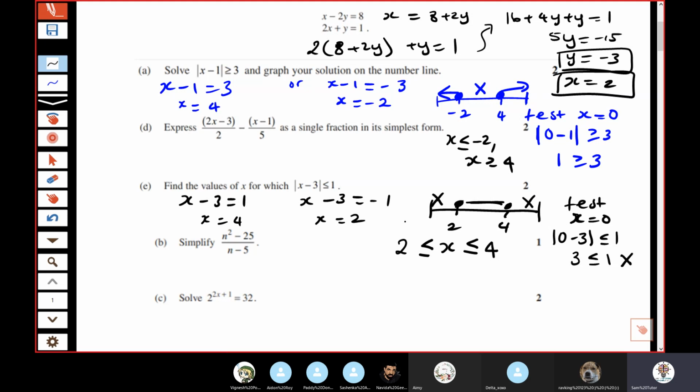Any questions out of these two now? With D, we cross multiply and have a common denominator, right? So the answer is just going to be 5 times 2, 10x minus 15 minus 2x minus, which is plus 2 on 10. 2 times x, 2 times negative 1, but there's a negative in front as well, so that should become positive 2. Final answer, 8x, take away 13 on 10.